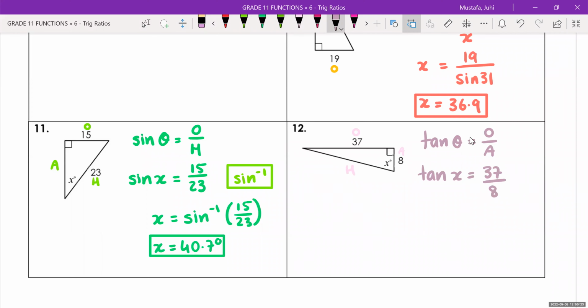And by the way, hopefully you guys can see that once you label your triangle, it becomes so easy because you're not thinking, you're just literally grabbing the number from your diagram. And then what you're going to be doing is now you're going to be using the tan inverse button. So it will be tan -1, and then in brackets, you're going to put 37 over 8. So go ahead and try that.